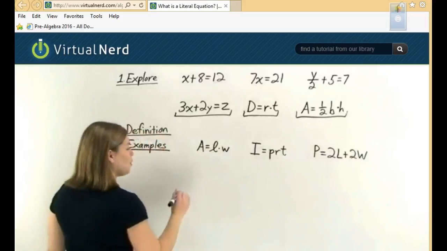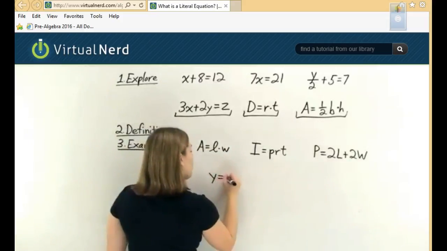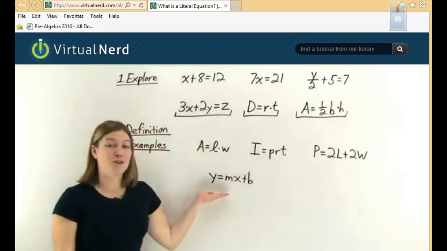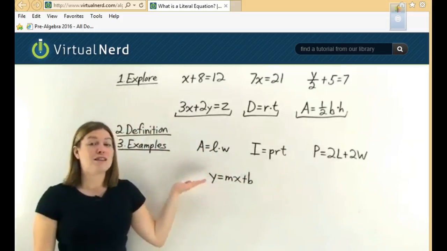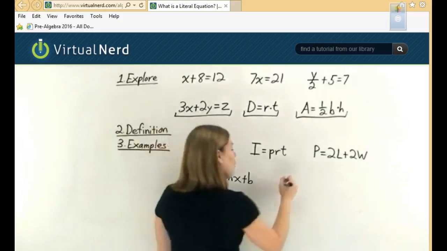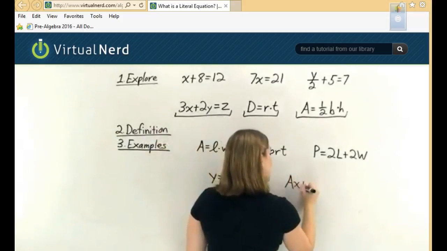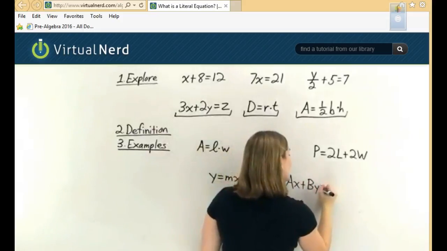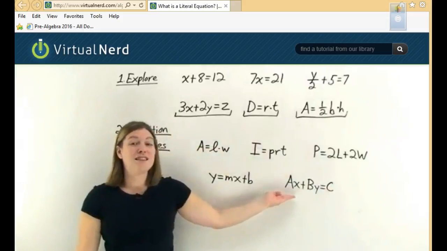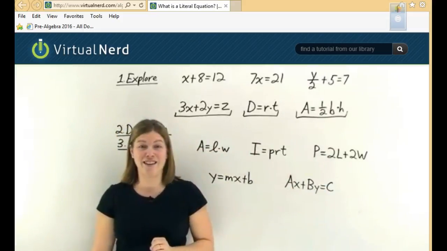Now, we can also have literal equations that look like this. Y equals mx plus b. We're going to get into this one quite a bit. This is also a literal equation. It's actually the slope-intercept form for a line. Neat. Or we can also have one like this. Ax plus By equals C. Another literal equation. This one is the standard form for a line.